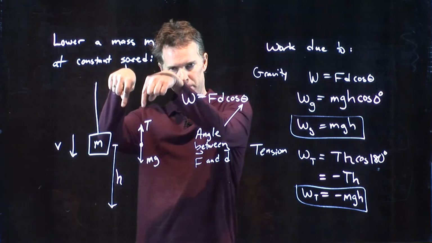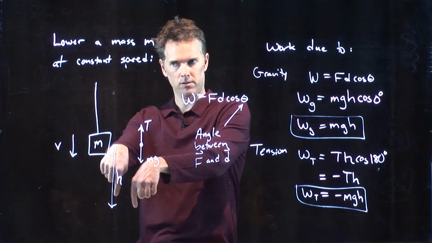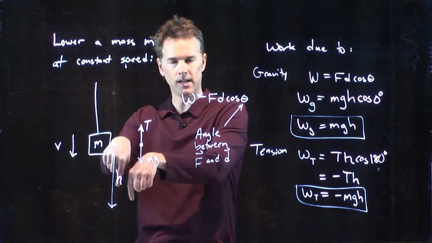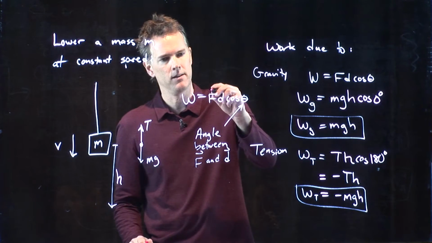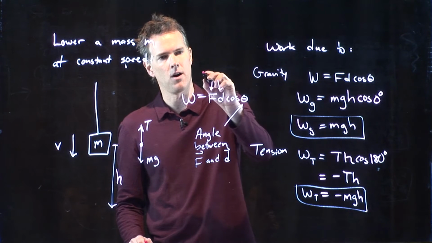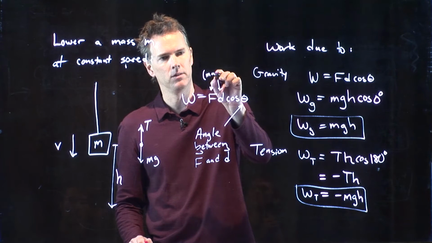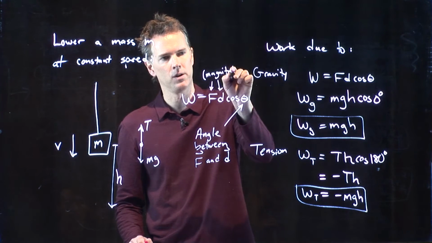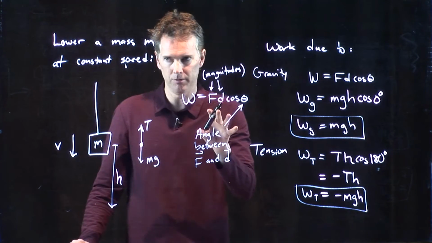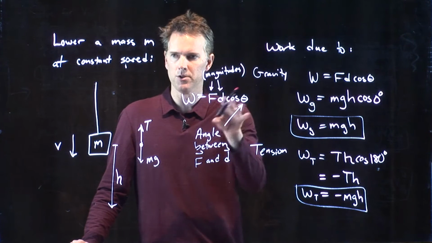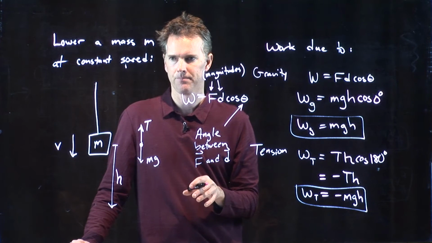In this case, they were both moving down. Okay? And so the angle between them was 0 degrees. These guys right here, these are magnitudes. So those are always positive numbers. F and d are always positive numbers. Theta is where you take into account the direction of them. Okay?